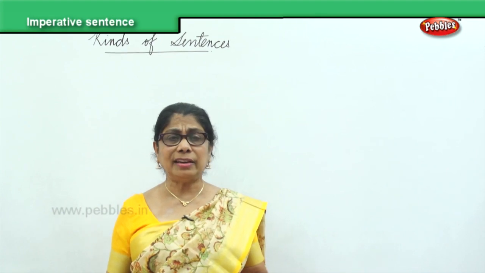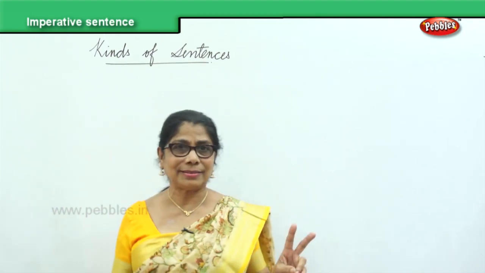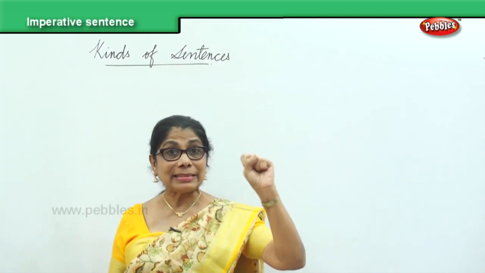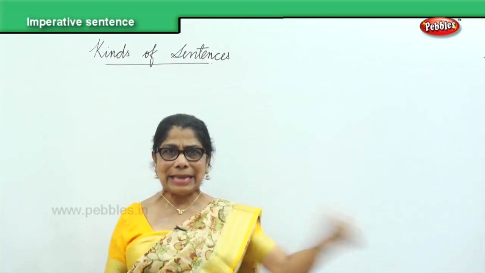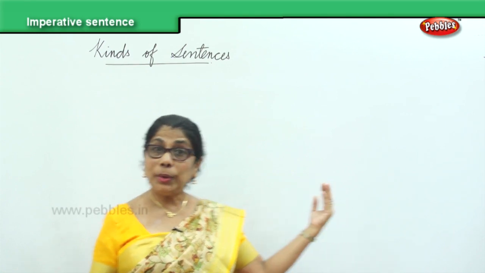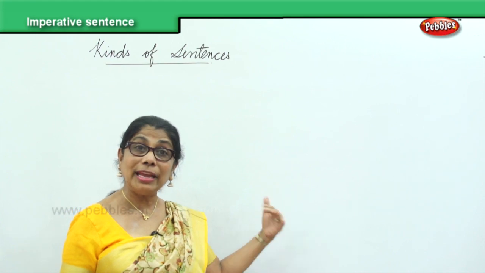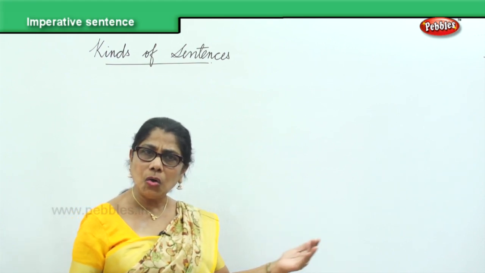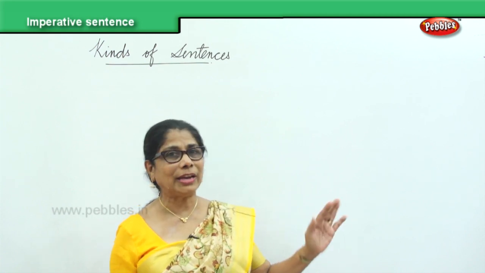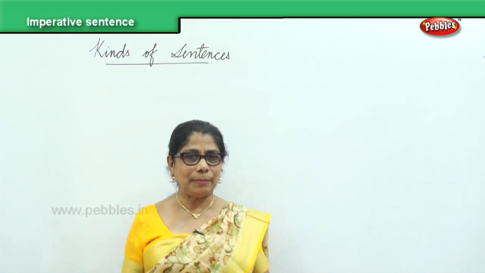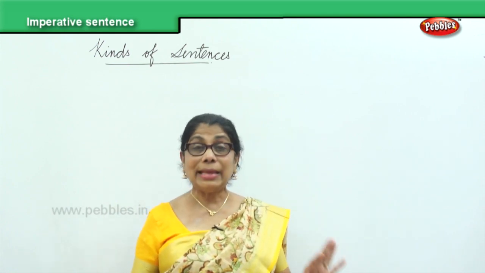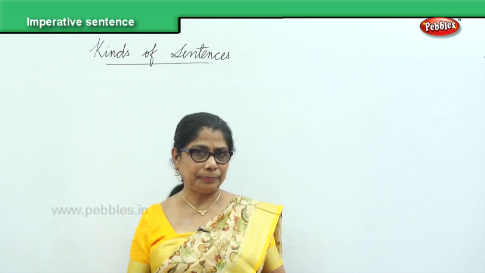So far we have done two kinds of sentences. One, declaring, affirming, asserting, and we call that declarative, assertive sentences. Now, we did what's called interrogative. All sentences that ask a question, we call an interrogative sentence, ending with a question mark. Now we are going to do the third kind of sentence, called an imperative sentence.